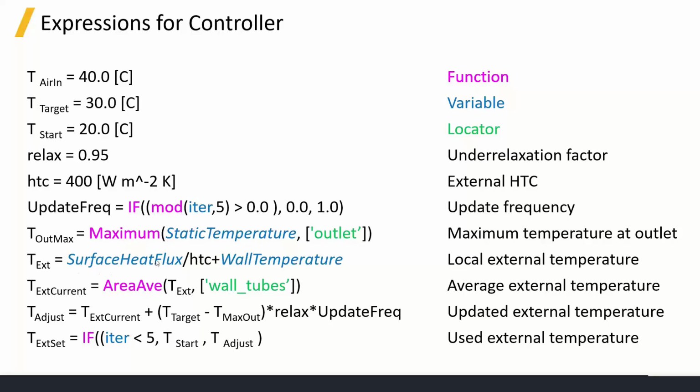This is what the external temperature needs to be on the wall. If we've got the surface heat flux, then we divide that by the heat transfer coefficient. That gives us the delta T. We add this one on the right-hand side to get the T external. We can get an area average over the tube of the temperature. We can set up that equation for adjusting. And we can set an if statement here so that if it's before the first 5 iterations, then this exit external temperature is set to be a constant, and after that it becomes this adjusted one.